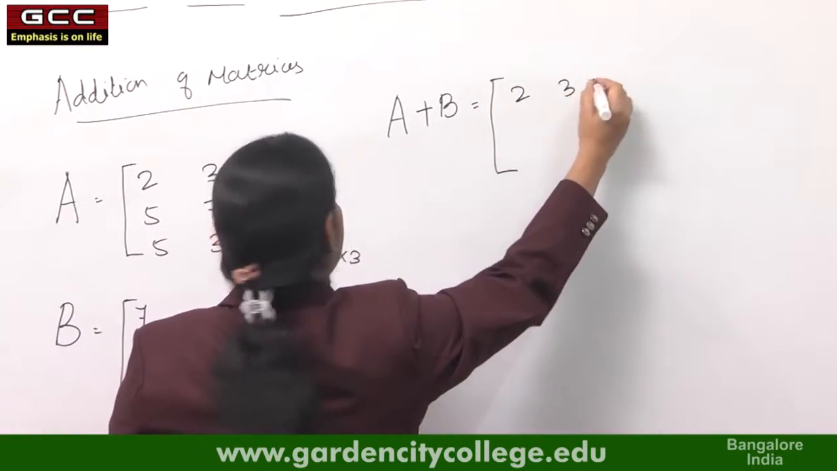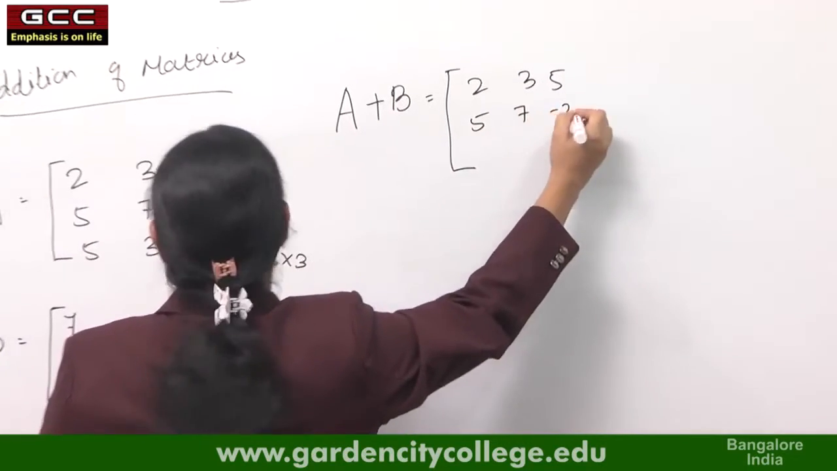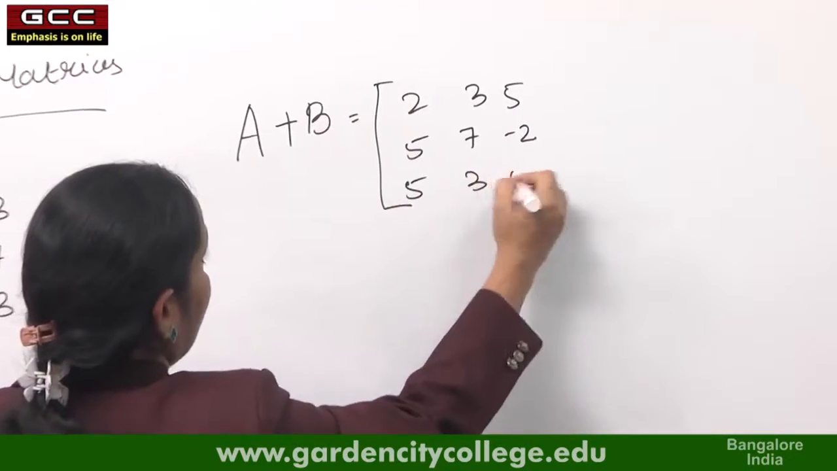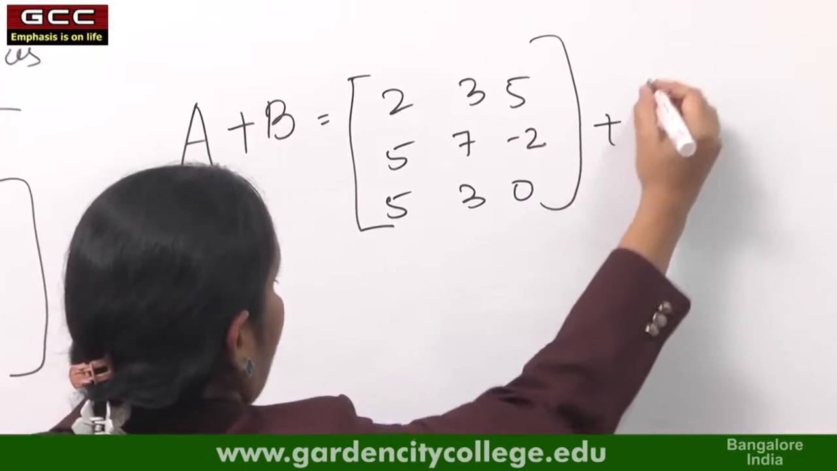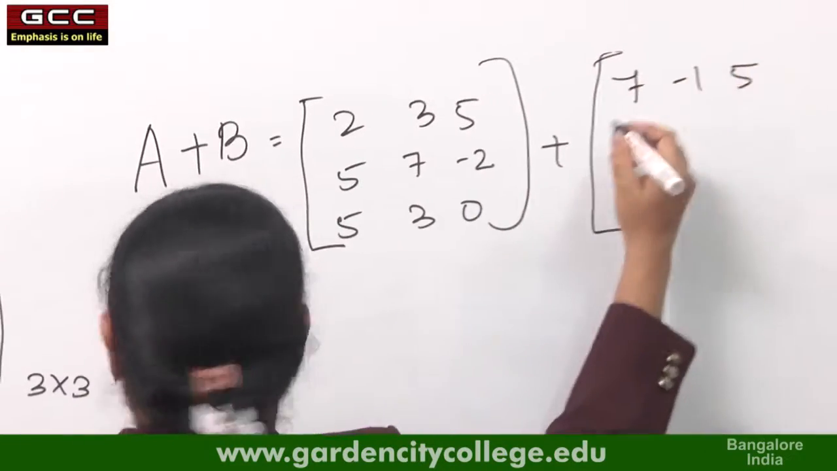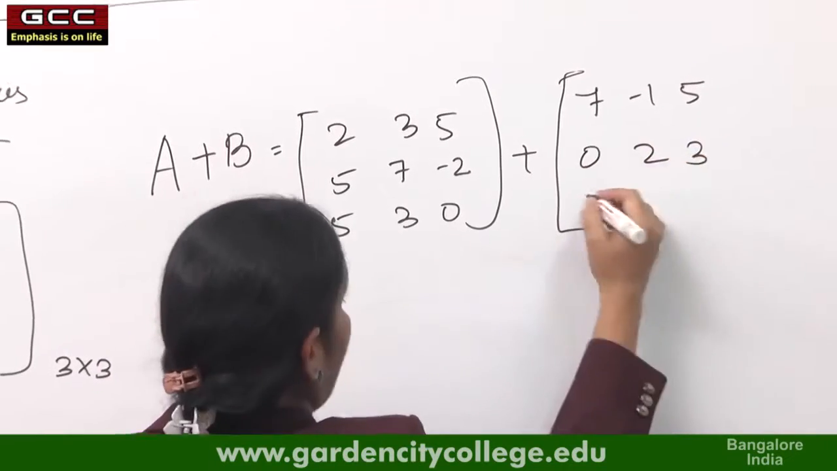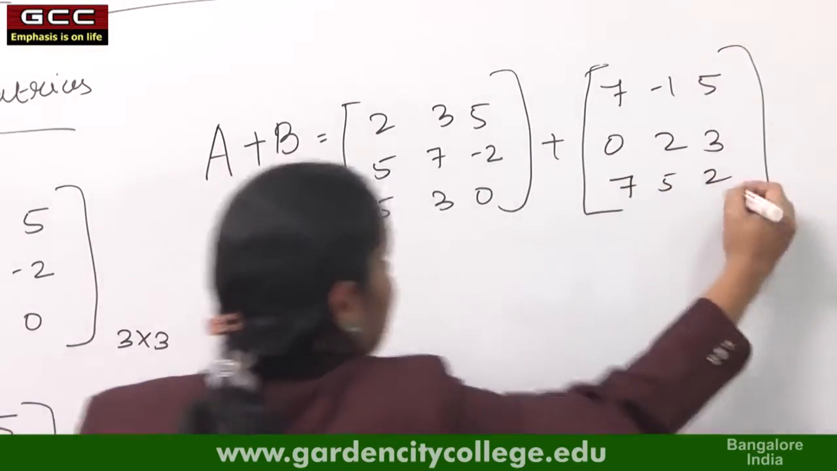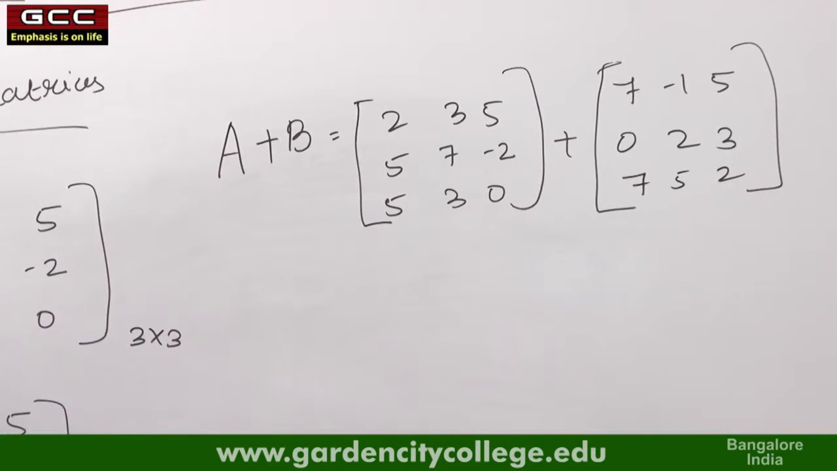2, 3, 5, 5, 7, minus 2, 5, 3, 0. Let me write the matrix B also. 7, minus 1, 5, 0, 2, 3, 7, 5, 2. So these are the two matrices we have considered, A and B.